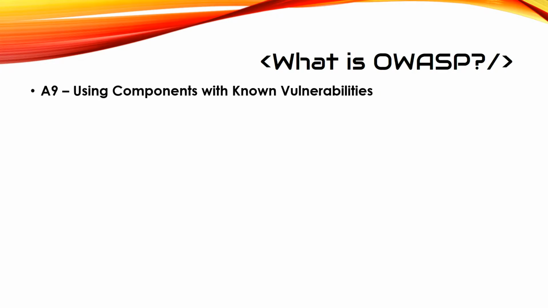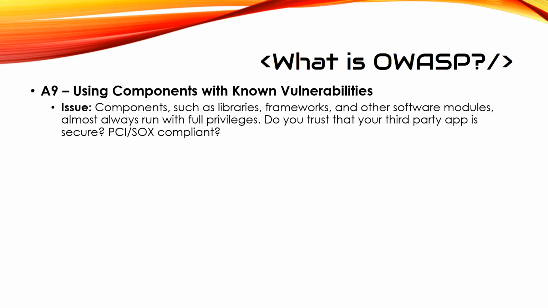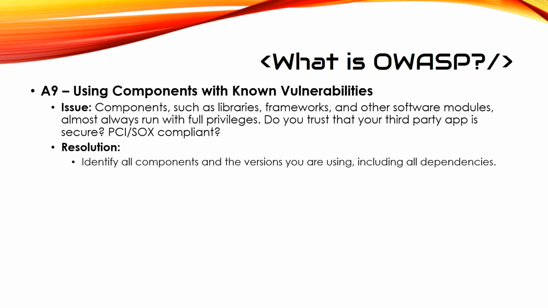Using components with known vulnerabilities. Components such as libraries, frameworks, and other software modules also run with full privileges. Do you trust that your third-party app is secure? Is it PCI or SOX compliant? Well, the resolution is to identify all components and the versions you are using, including all of their dependencies.